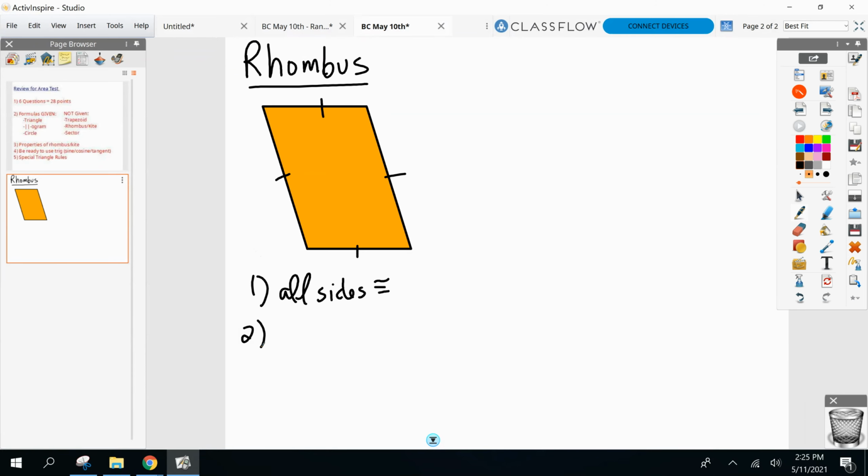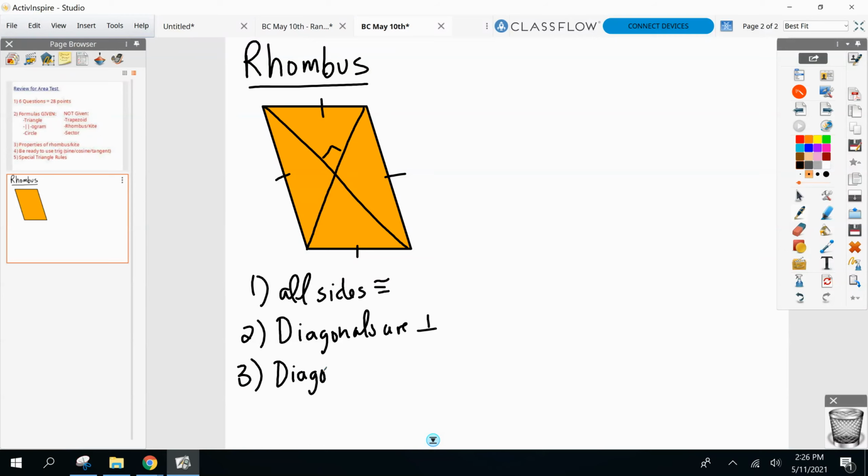You really want to worry about the diagonal properties. Diagonals are perpendicular. All right, the diagonals are perpendicular, and that helps because I can now use Pythag if I wanted to. I can now use sine, cosine, tangent if I wanted to, because now I have 4 right triangles inside. And then the other one that's definitely going to help you is diagonals bisect each other. Okay, so I know there are more properties with a rhombus, but I feel like those are the 3 that'll definitely help you out.